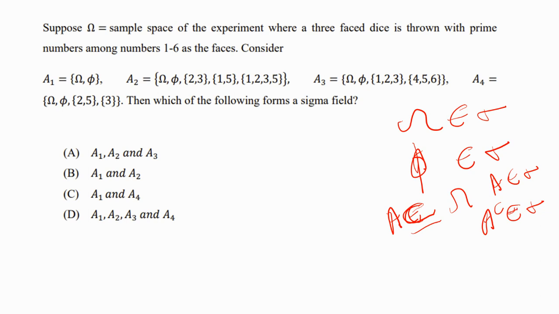And if we have A1, A2 and so on belonging to this sigma field, then the union of the Ai will belong to sigma. For the intersection it should be a finite number, but here it can be infinite also.